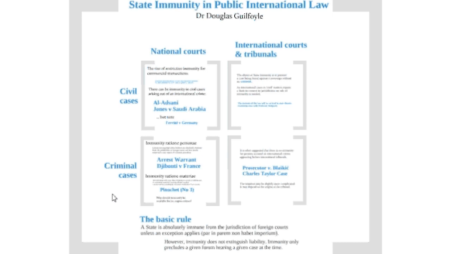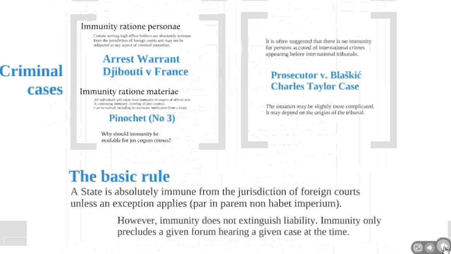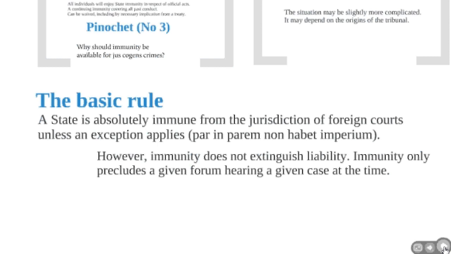Now before we go into those, I want to posit one of my basic rules, a basic rule that underlies everything else that we're talking about. And that is the idea that a state is absolutely immune from the jurisdiction of foreign courts unless an exception applies, as summarized in the Latin phrase par in parem non habet imperium. The idea there is that an equal cannot exercise power or authority over another equal. So, at least in theory, for a national court to adjudicate on the liability of a foreign state is for that national court to assert that it is superior to the foreign state, which would violate the principle of sovereign equality.